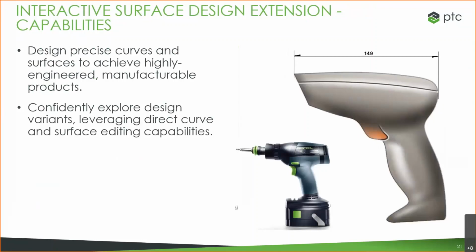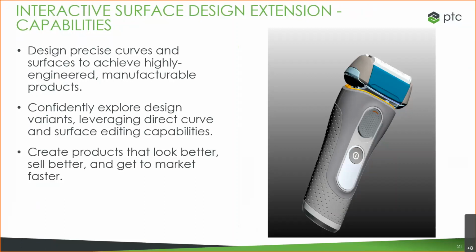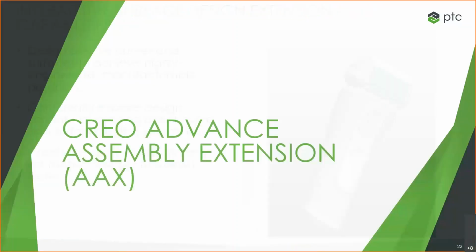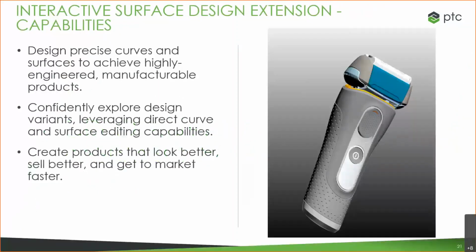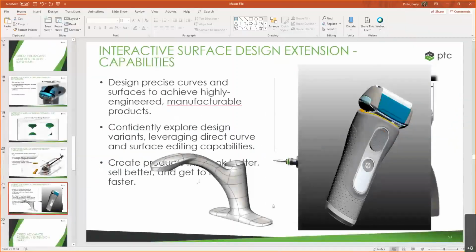So direct curve and surface editing capabilities make this really simple and easy. And then, of course, this is all to create products that look better, sell better, and get to market faster. You don't want to have to hold up a product for surfacing, but it is a time-consuming process, especially if you're learning a third-party tool. And so this is really something that Creo kept in mind. So let's jump to a demonstration of this.